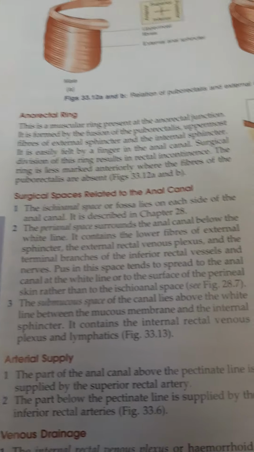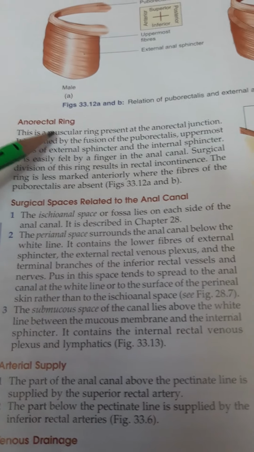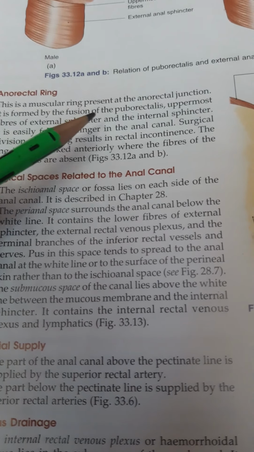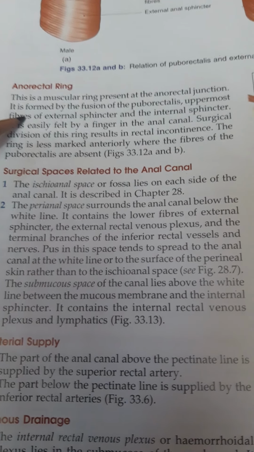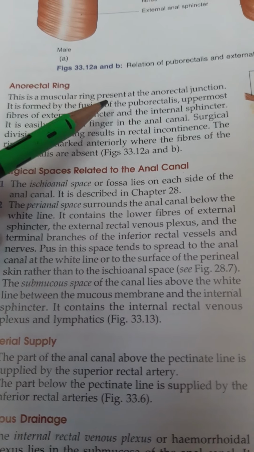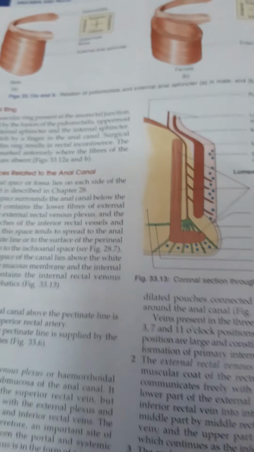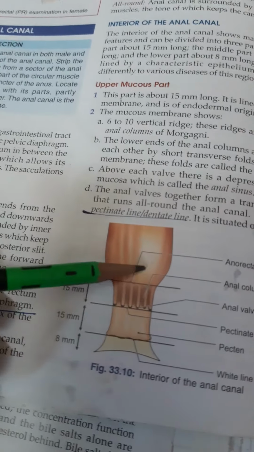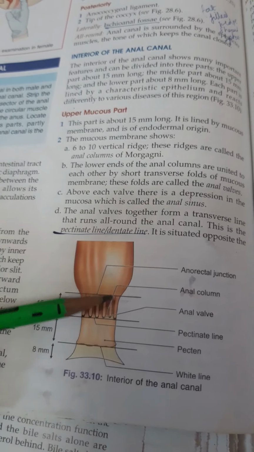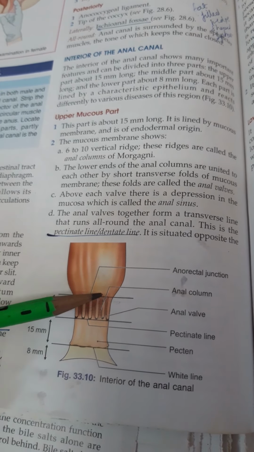Now, next is the anorectal ring. Now, what is anorectal ring? This is a muscular ring present at the anorectal junction. So, where is the anorectal junction? This is the anorectal junction. So, this is the muscular ring around this junction, which is known as the anorectal ring.